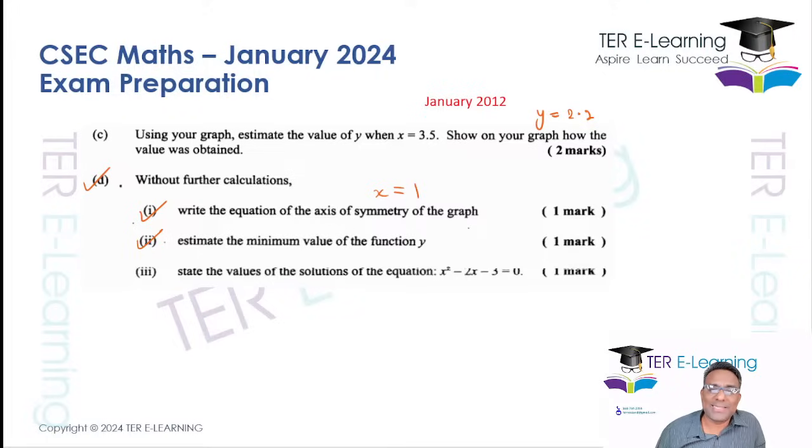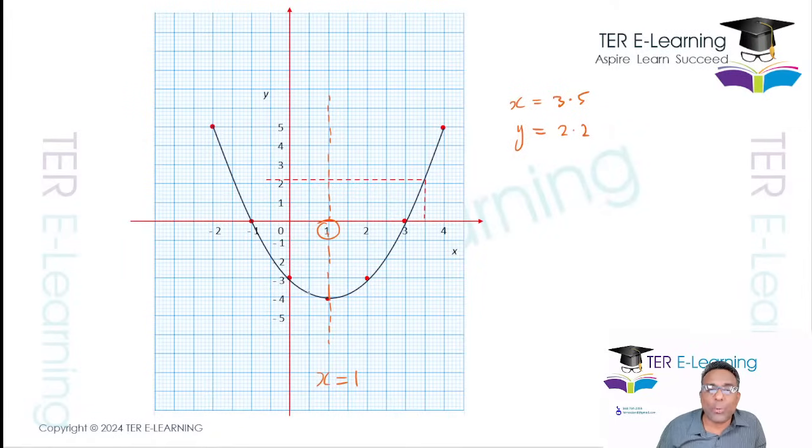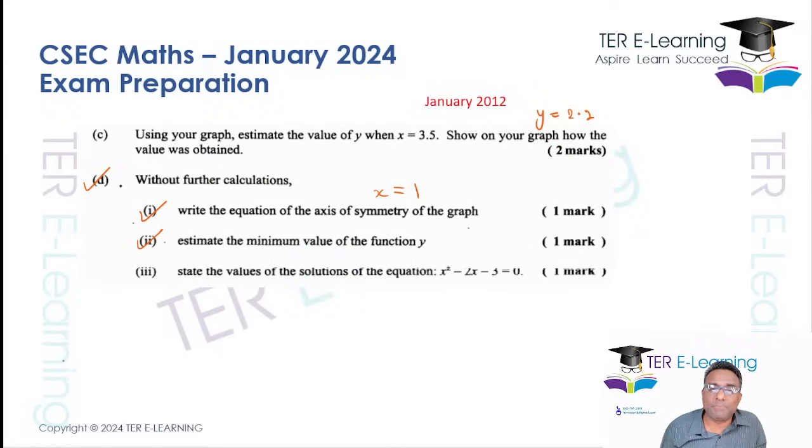Part 2, estimate the minimum value of the function y. The minimum value is the lowest value that the function can take. So all you need to do is read off the lowest part on the graph here. That's what they want: they want you to read off the lowest part on the graph, which in this case is going to be -4. That's the lowest part on the graph. So this here is going to be -4.